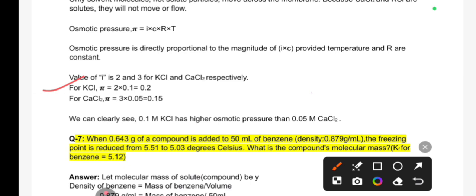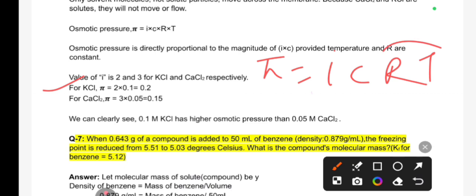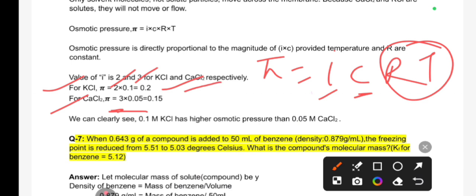For KCl, pi is equal to iCRT, RT kept constant. i for KCl is 2. How many ions formed? 2. 0.1 molarity is given as concentration. After calculation you will get 0.2. For calcium chloride, pi is equal to 3 into 0.05. What is 3 here? It is the value of i. How many ions formed? 3. After multiplication you will get 0.15. So option D is correct. The osmotic pressure of KCl is more as compared to calcium chloride.